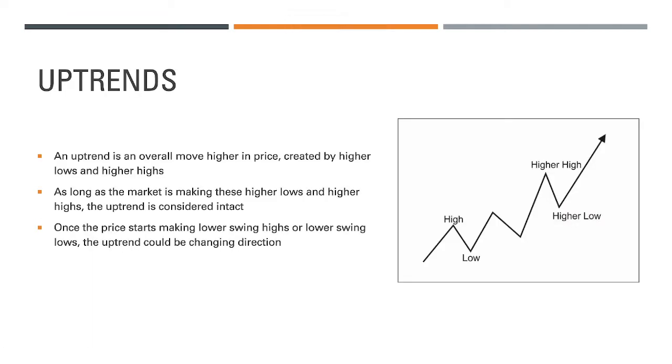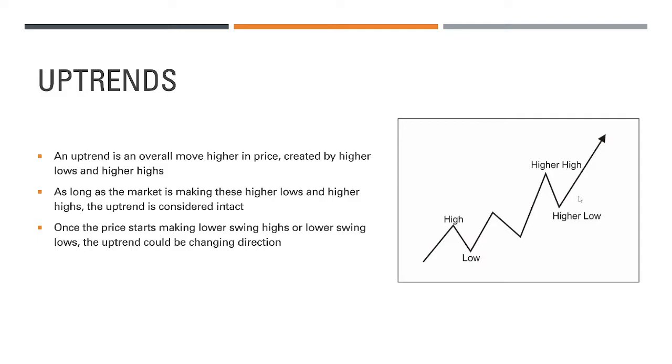Alright, so now let's talk about the uptrends. So an uptrend is an overall move higher in price created by higher lows and higher highs. As long as the market is making these higher lows and higher highs, the uptrend is considered intact. Once the price starts making lower swing highs or lower swing lows, the uptrend could be changing direction, guys.